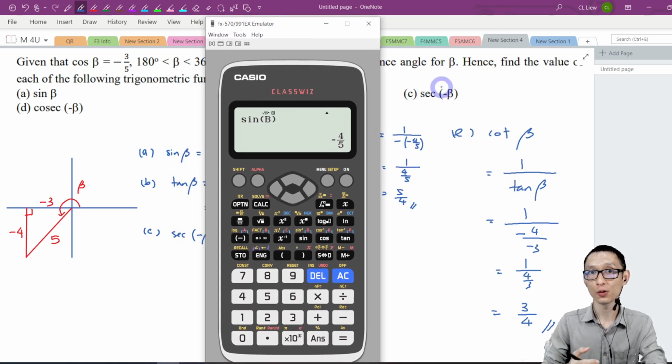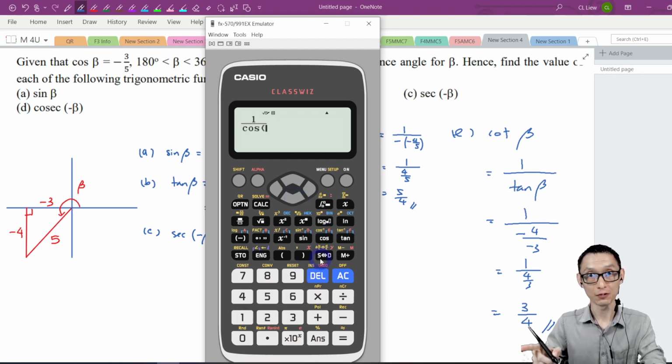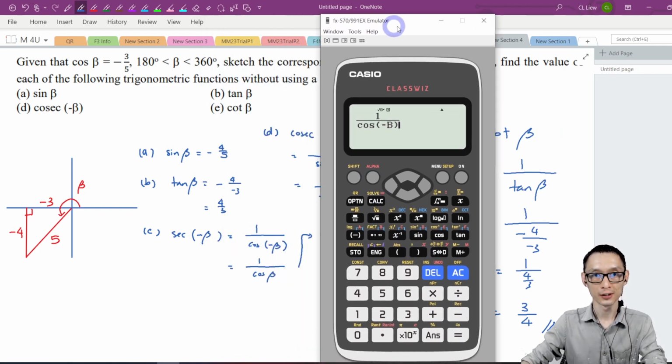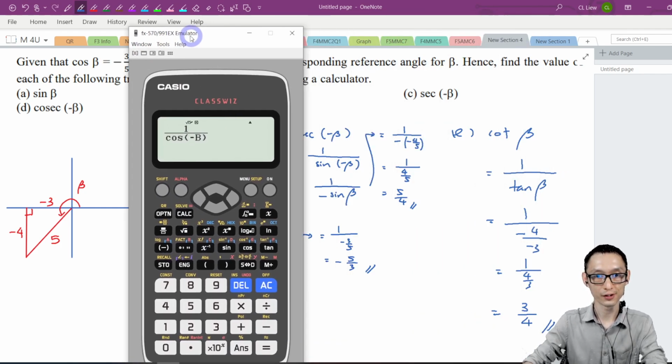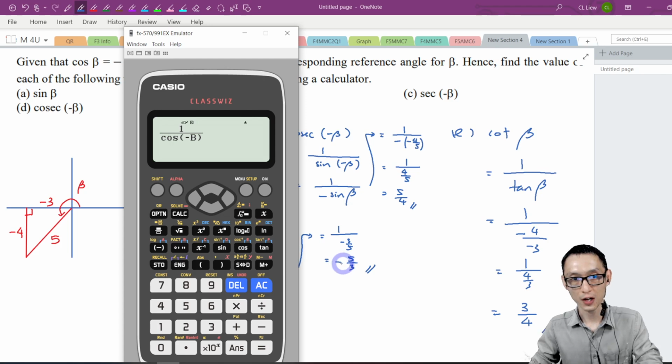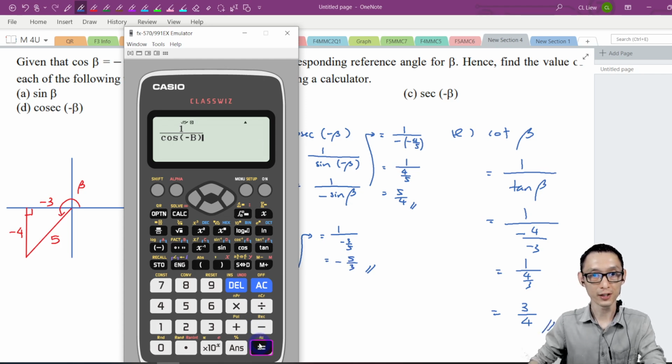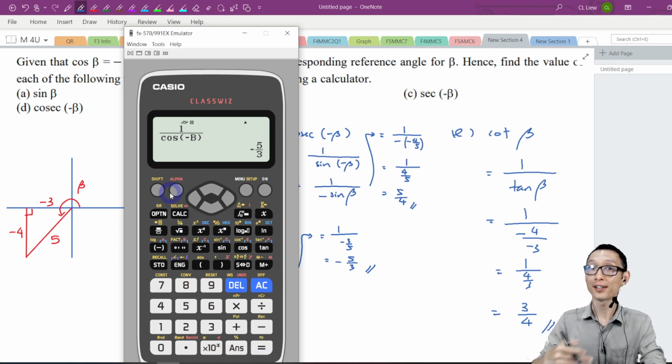secant? So secant is 1 over cos. So I'm going to press like this. 1 over cosine negative B. Okay, so this is part C. The answer that we got just now is negative 5/3. Let's see, is our answer correct? Negative 5/3. Okay, this is how we use our calculator to check our answer.